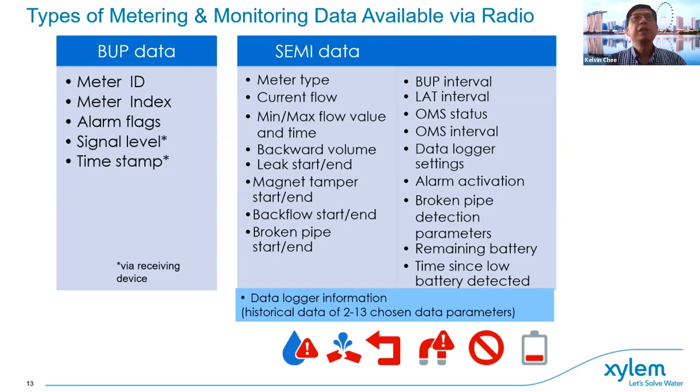Okay. So on the types of metering and monitoring data available, these are typically the meter data available that you can send. And because we have a data logger built in the meter, we can also monitor additional information like the maximum minimum flow, magnetic tampering, backflow. So these are a lot of rich information stored in the meter that customers can extract to understand more about the customer profile and behavior, and also do troubleshooting, especially when there is a burst pipe or leaking pipe.